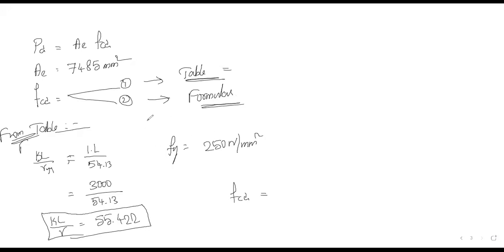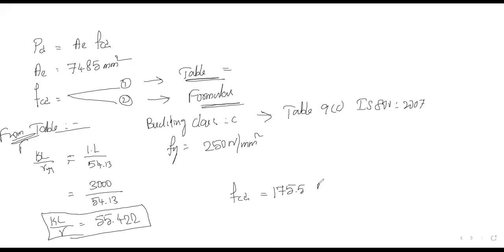So from table 9C, from buckling class C, we are going to use table 9C from IS 800 2007. By using that, we have found that the FCD value is 175.5 Newton per mm square. Now we are going to substitute directly. Now therefore, the design compressive strength.